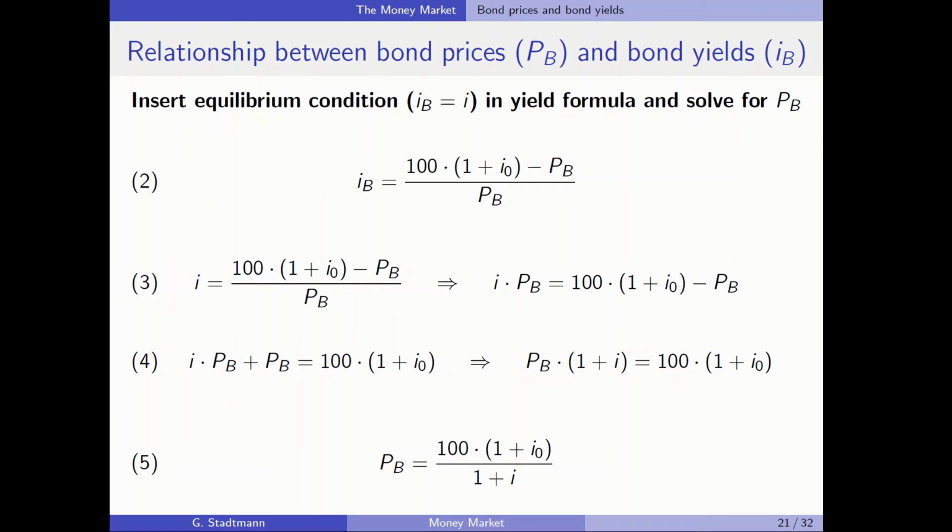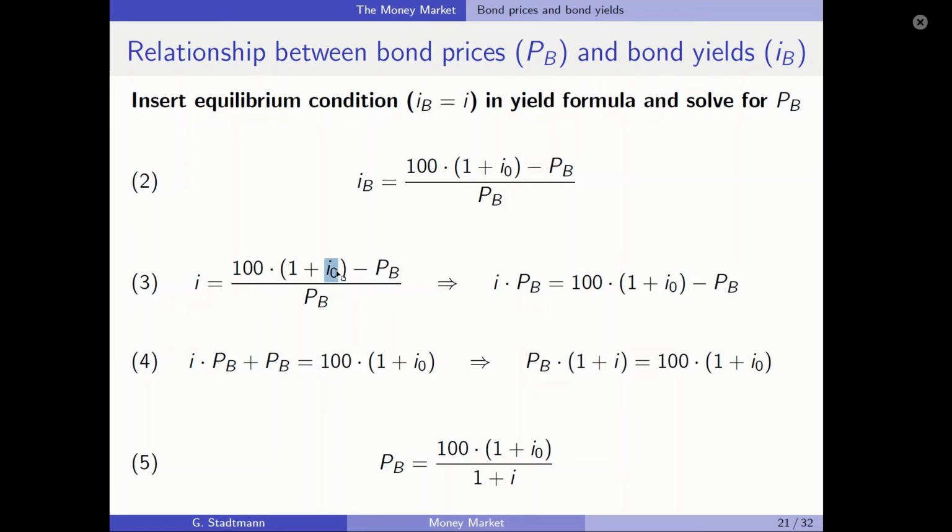Therefore, it is the case that we can use this equilibrium condition, and we are using this equilibrium condition in our equation we were looking at. So we are inserting I, the yield of the new bond, instead of the yield of the old bond. So this is the yield of the new bond now, and now it is the case that all variables are known. The yield of the new bond is known.